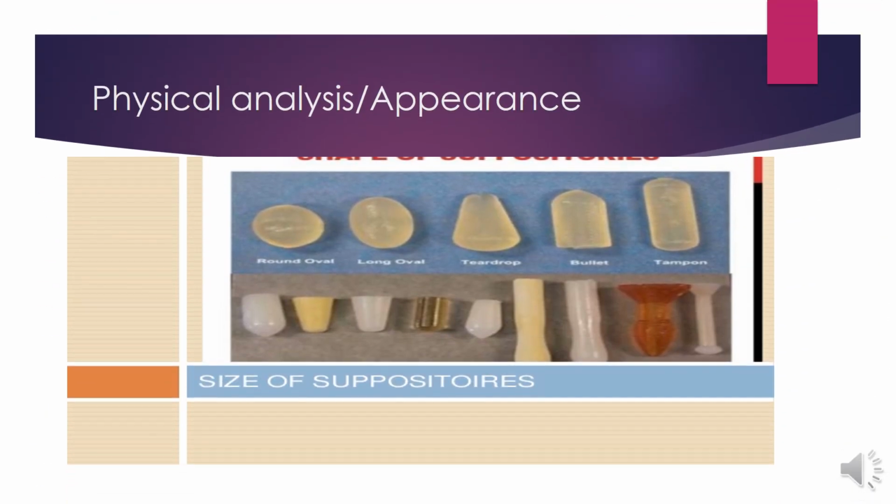So this slide is showing you various types of suppositories that are being manufactured into different shapes, that is the round, oval, long oval, teardrop, and many more depending upon the type of suppository and the method that is being applied for the manufacturing. Various types of shapes can be produced by the manufacturer.